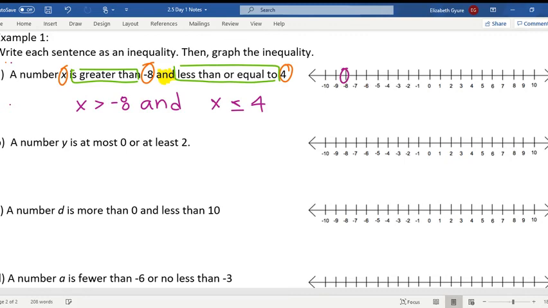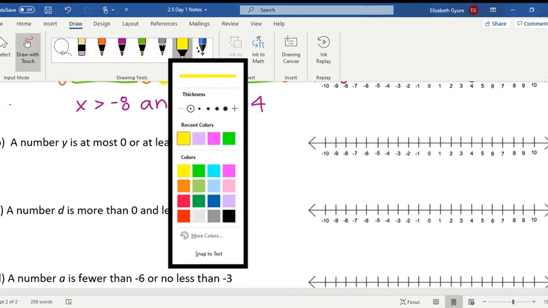Open, good. Nick, what about at 4? Open or closed? Closed, good. Now, this is an and inequality, so go up to the top if you need to. If it's an and inequality, do I shade in the middle or on the outsides? If it's an and inequality, I shade in the middle.